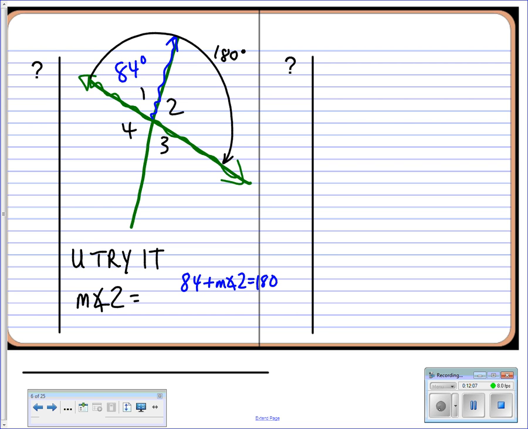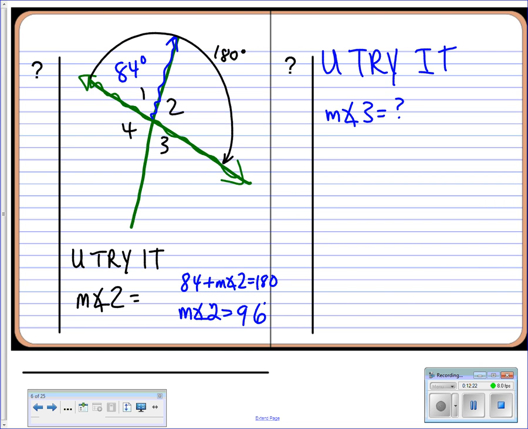All right, so you're going to write an equation, subtract 84 from both sides, and I get the measure of angle 2 is equal to 96 degrees. Okay? All right, very good. Now let's ask a couple more questions. How about the measure of angle 3? Can you do that one? Put me on pause, then come back and check your work.